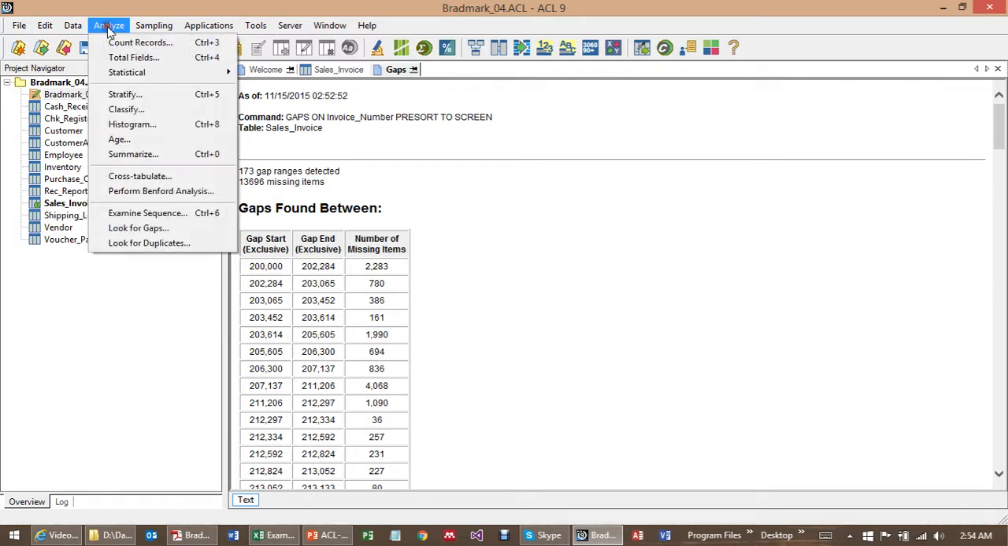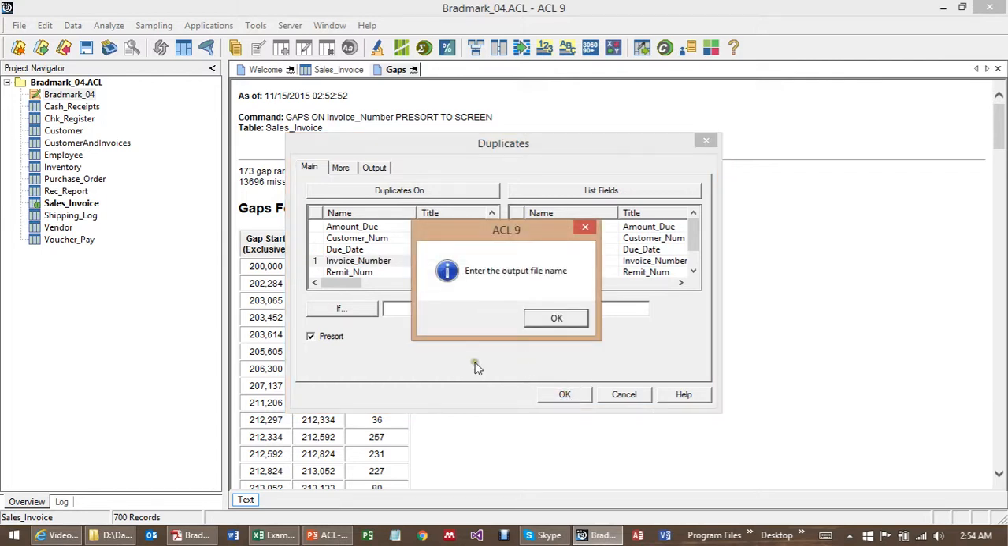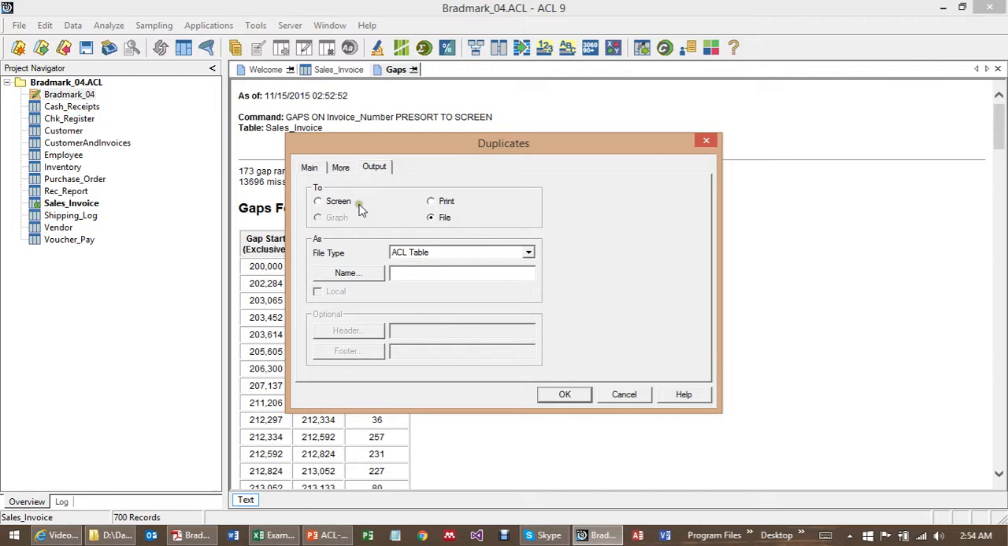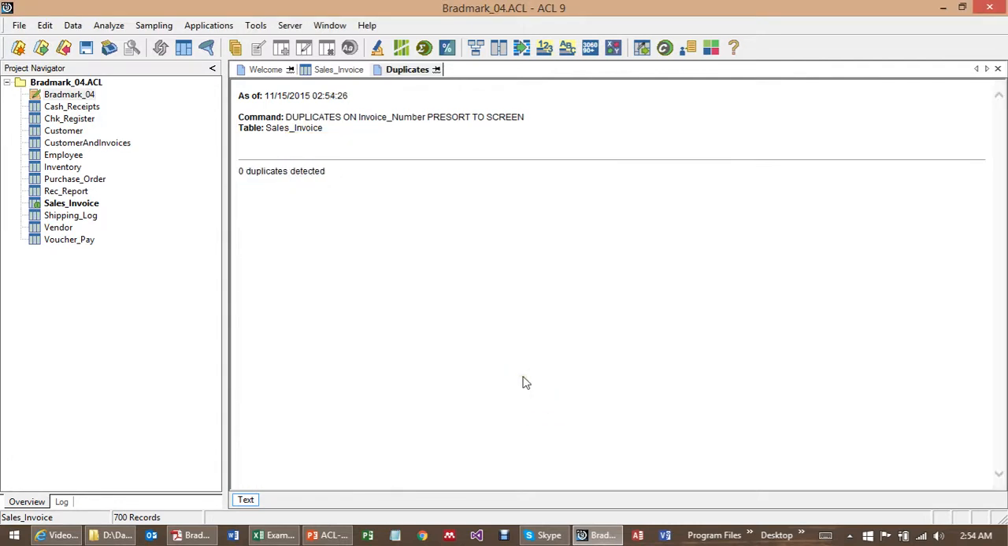invoices. Another test will be to look for duplicates. Do we have any duplicates of invoice number? And here the output defaults to a file, but we can make it default to go to the screen, and that will be quicker and easier. There are no duplicates in the sales invoice, so that's good news. However, we still have the problem of missing invoice numbers.